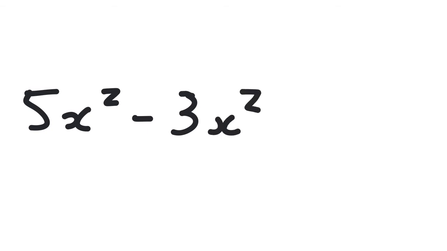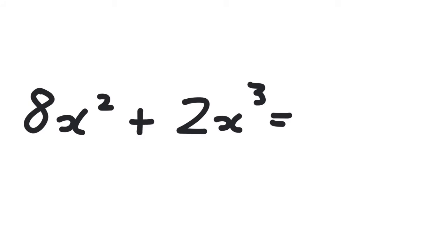Let's try another one. 5x squared minus 3x squared. Pause the video, see if you can do this one. So we have the same terms. They're both x to the power of 2. So we can now combine them. Instead of adding, though, we're just subtracting the coefficients. So 5 minus 3 is 2. And the variable is x to the power of 2.